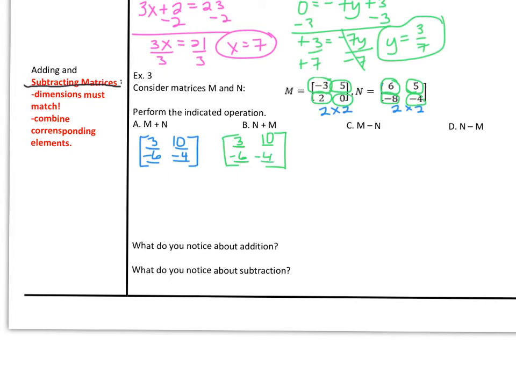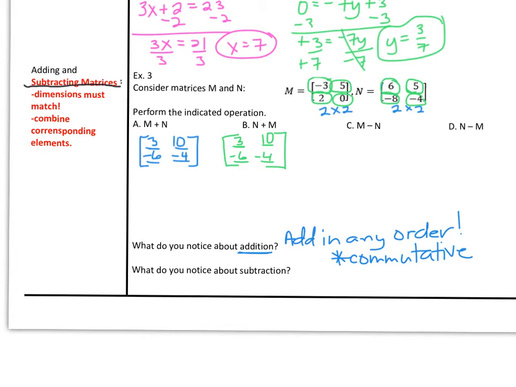So down below, do you all see where it says, what do you notice about addition? If you flip-flop the order, would you get the same answer when you add? That answer is yes. So addition you can add in any order and still get the same solution. That's called commutative. C-O-M-M-U-T-A-T-I-V-E. When you can add in any order and reverse the order of the matrices, that's a commutative property.